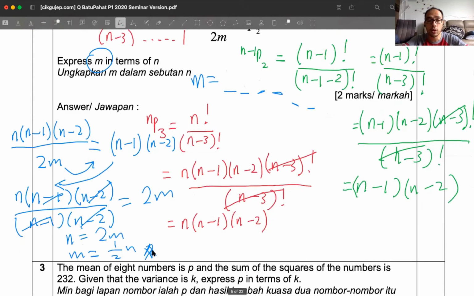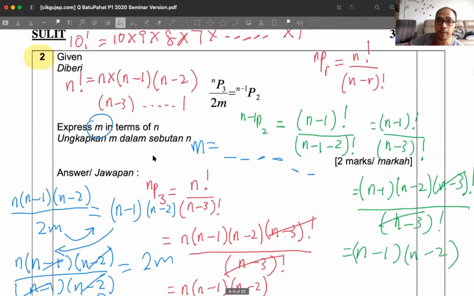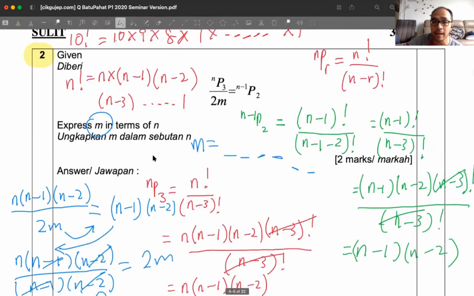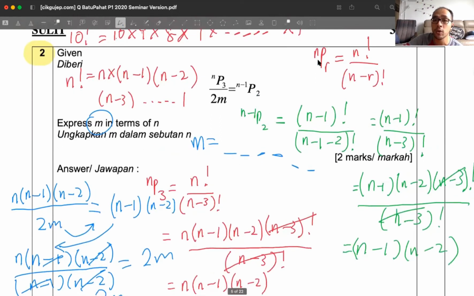Done. Oh, no, sorry. Don't do this tic-tac-toe. Okay. This is our final answer. But you see, actually, this question is not complicated. It just requires you to know how to use this formula.